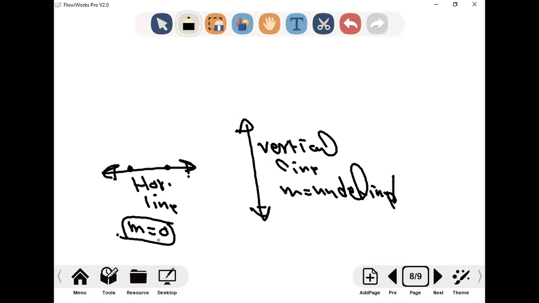Okay? But look at example 8 now. Example 8, it's vertical, right?